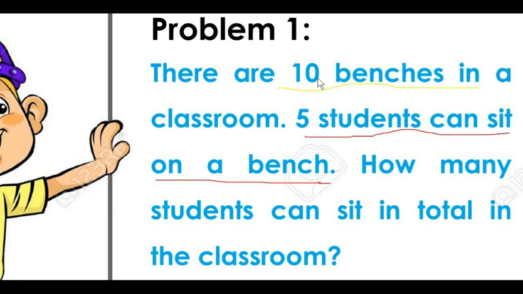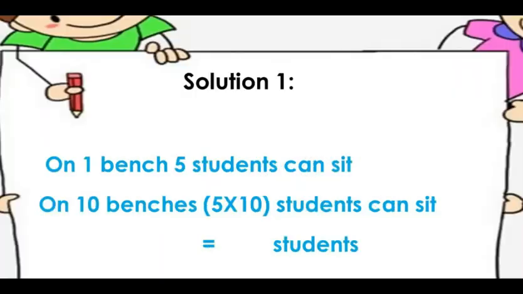That means on 10 benches, how many students can sit. Here we will find out how many students can sit in total in the classroom. So we will find out the total number of students. So it will be written on the right side. Let's go for the solution.